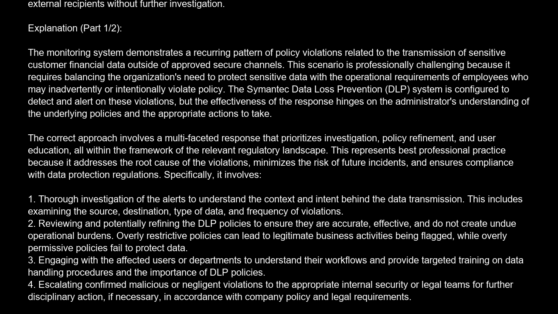4. Escalating confirmed malicious or negligent violations to the appropriate internal security or legal teams for further disciplinary action, if necessary, in accordance with company policy and legal requirements.